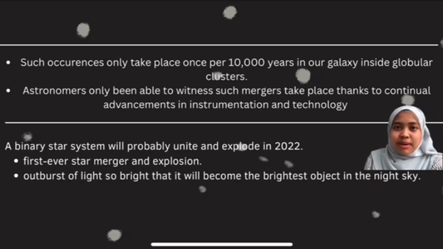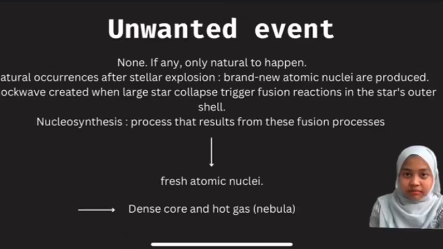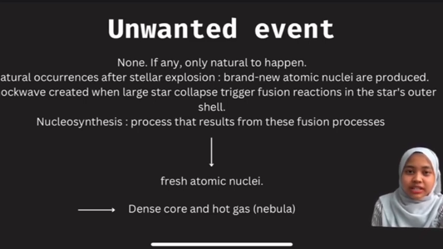This event is claimed to cause an outburst of light so bright that it will become the brightest object in the night sky. So far, there are not any unwanted events that may occur due to the supernova. Even if there are any issues that happen during the explosion, it is only natural. But because they are so strong, supernovae produce brand new atomic nuclei.